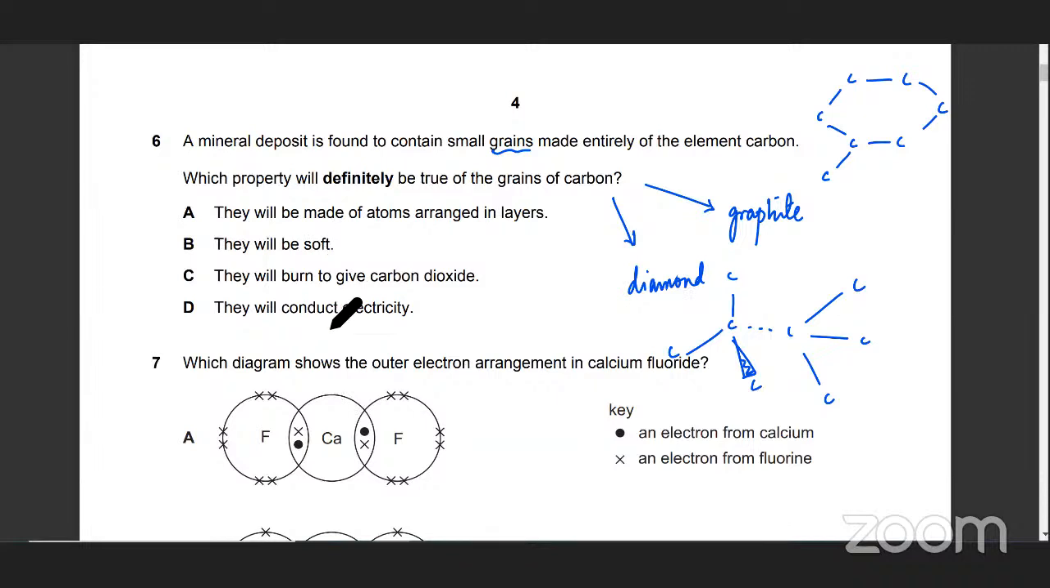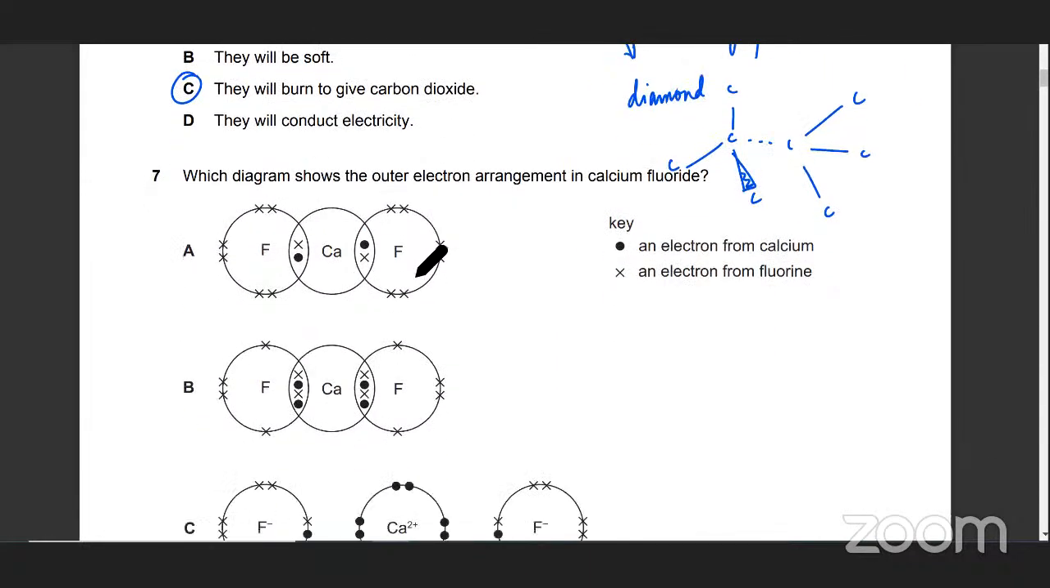So which property would be correct? Would definitely be correct. What would be the answer? Option C. Okay, option C, because for the rest you're not sure: one of them conducts electricity, graphite conducts, diamond doesn't. They'll be soft? Diamond is not soft. Graphite is soft. They'll be arranged in layers? Graphite is arranged in layers. Diamond is not. So C is if you burn them, they're going to produce carbon dioxide. That would always be correct.